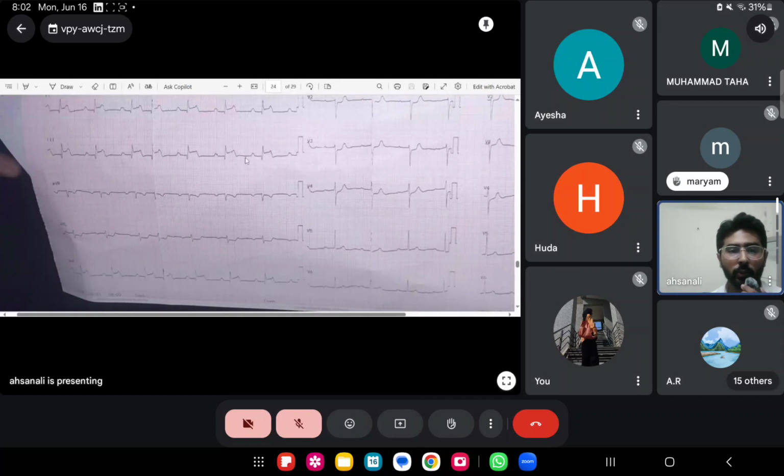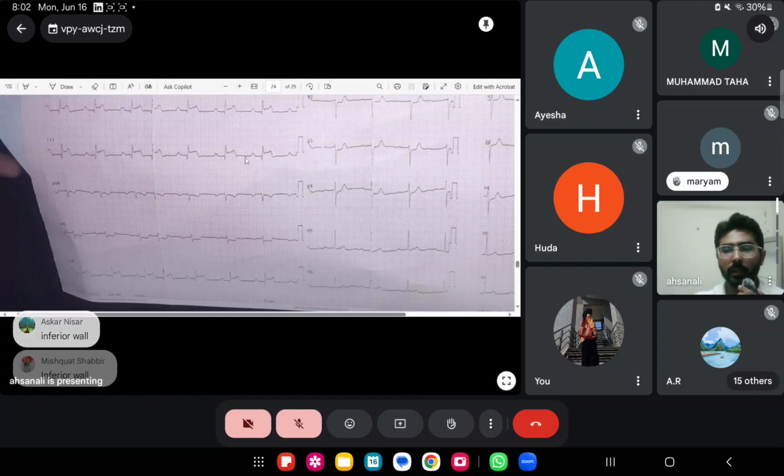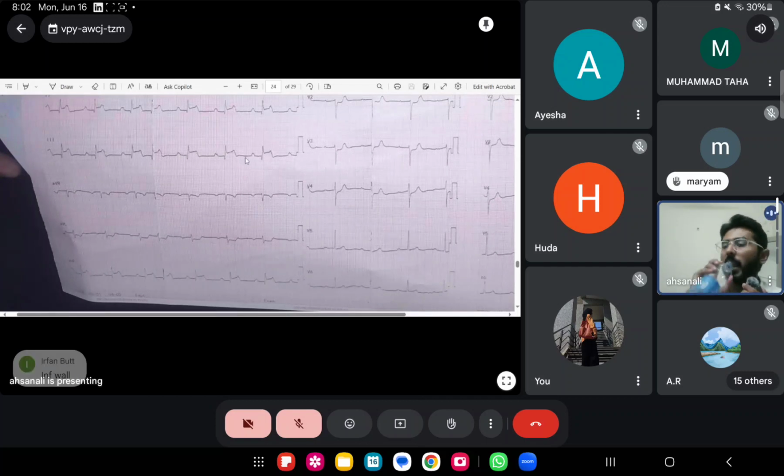All right. So this is very much abnormal, in leads 2, 3, and AVF. Can anyone identify which kind of MI this patient has? Is it anterior wall MI? Is it lateral wall MI? Is it inferior wall MI? Inferior wall. So, yes, you are right.